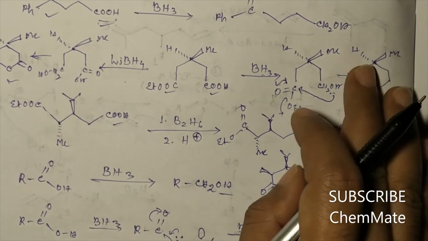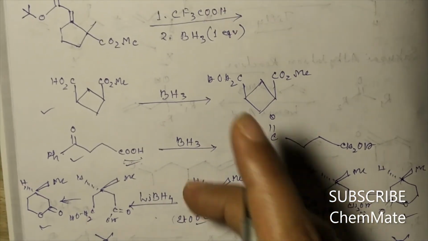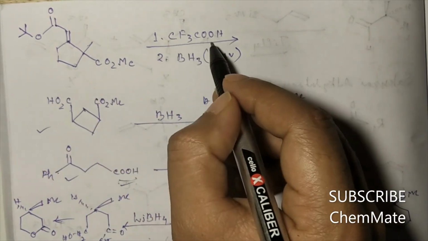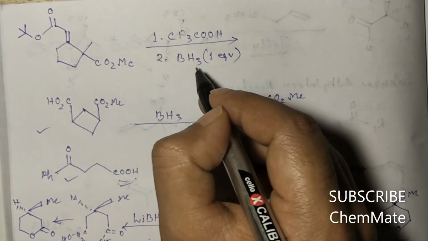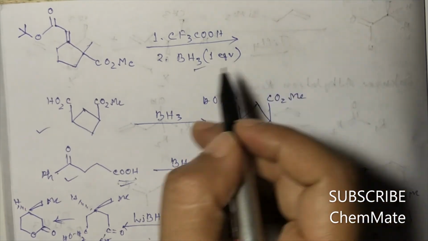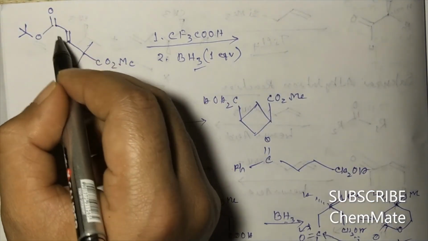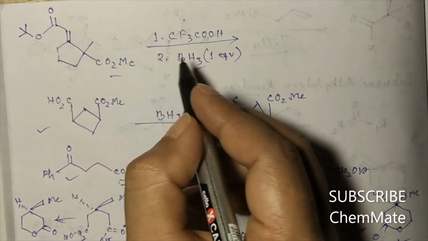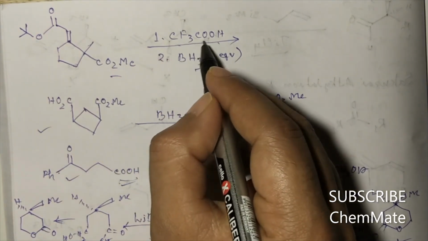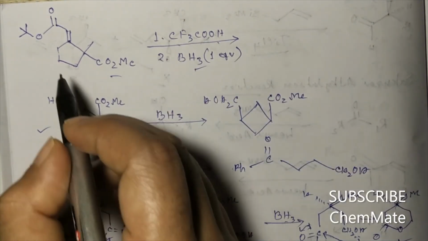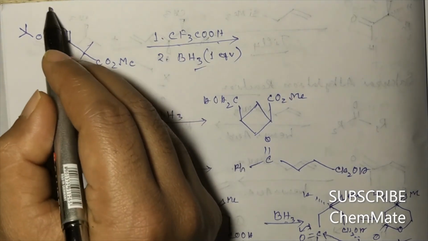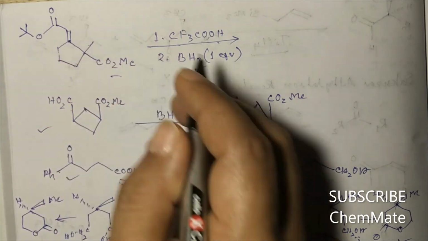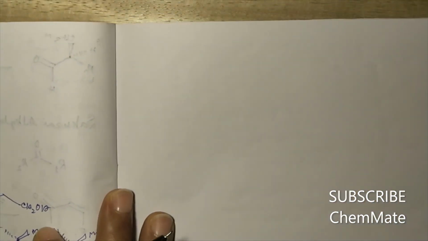Now one of the important questions, this question came in GATE 2018. If this is treated with CF3COOH, then BH3, then what will be the product? Now here you can see that there is an alpha beta unsaturated ester, and here is also an ester. So if we treat with a strong acid like CF3COOH, then what will happen between these two esters? This ester will go hydrolysis and it will be converted to a carboxylic acid group. We will see the reaction.